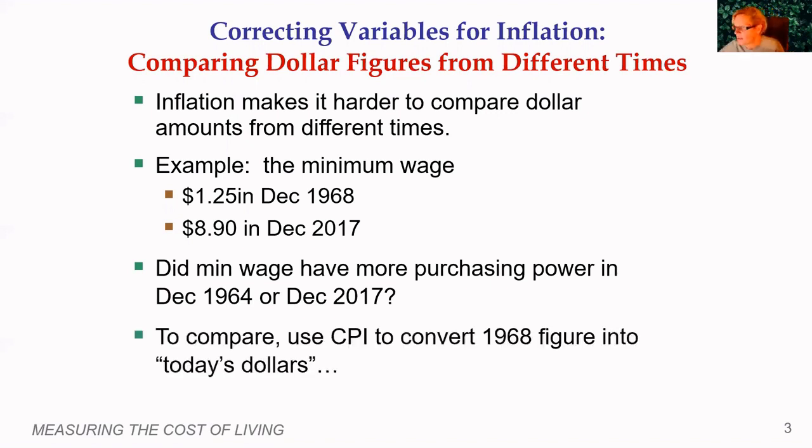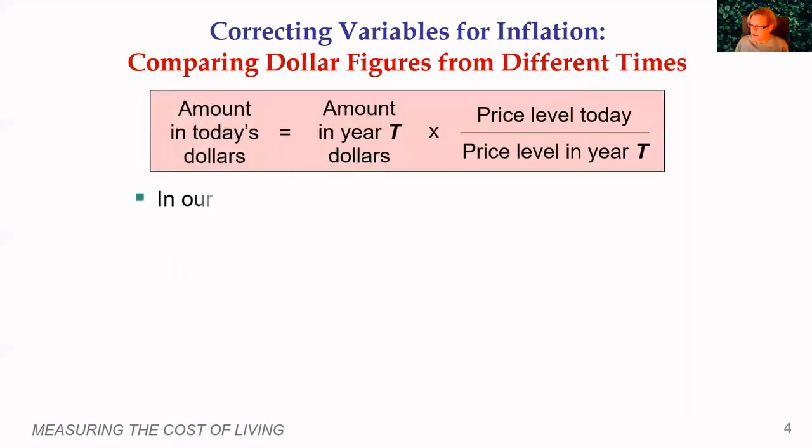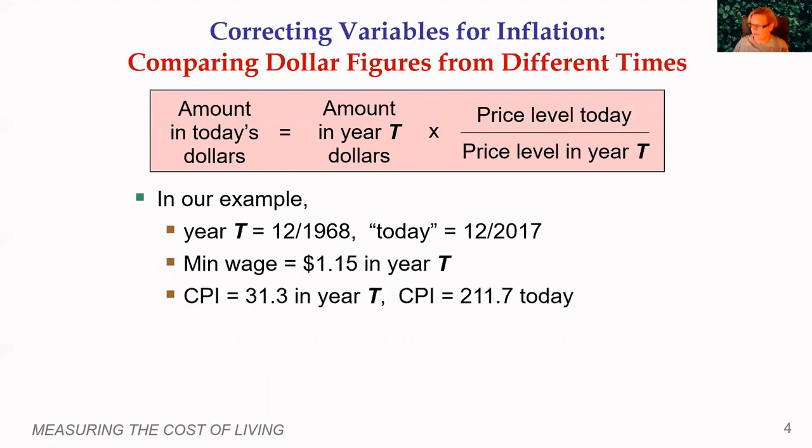There's a couple of pieces of information that we need. We obviously need the dollar amounts in the different periods. And then we also need the consumer price index for 1968, and we need the consumer price index for 2017 in this example. So essentially, we have the consumer price index in 68, that's your T here, and then the consumer price index in 2017. The minimum wage from the oldest year, in this case 68, is what we're going to manipulate.